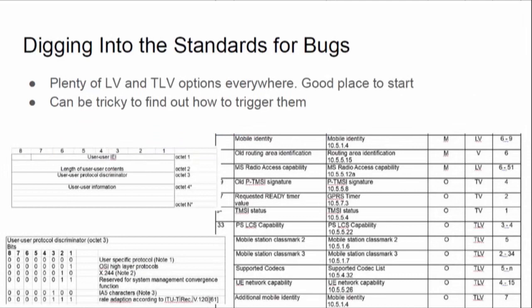So you can see it specifies the packet itself, what each octet is in the packet, and then it breaks down to each bit in that octet. That's interesting after you think you found a bug and you're trying to trigger it. The more interesting part to look at to start is where it specifies what options you can add. There's a bunch of mandatory and optional ones, as you can see. And you're interested in all the ones which have variable length options, basically LV or TLV, because there's a good chance one of these they screwed up somewhere along the way.